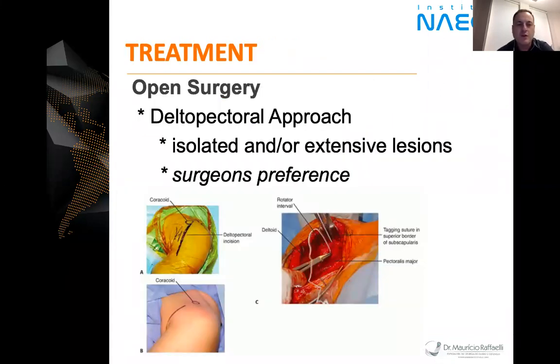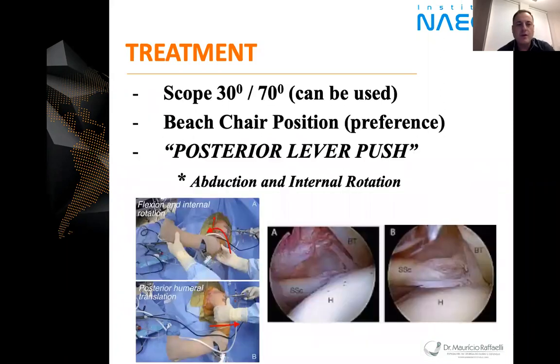Surgical treatment of subscapularis tears can be performed in an open manner, with surgeons still preferring the deltopectoral approach. However, better anatomic understanding and the evolution of arthroscopic surgery have given this form of surgery importance in the repair of subscapularis lesions. We can use scopes of 30 or 70 degrees. I prefer the 30-degree scope, and I use the beach chair as the patient's position.